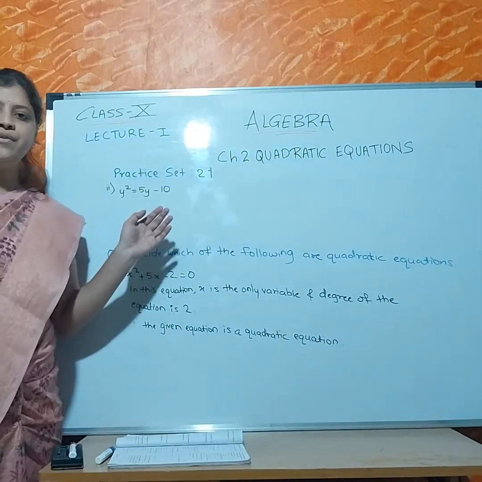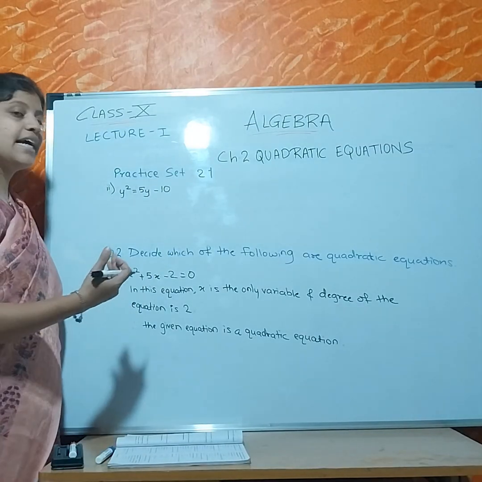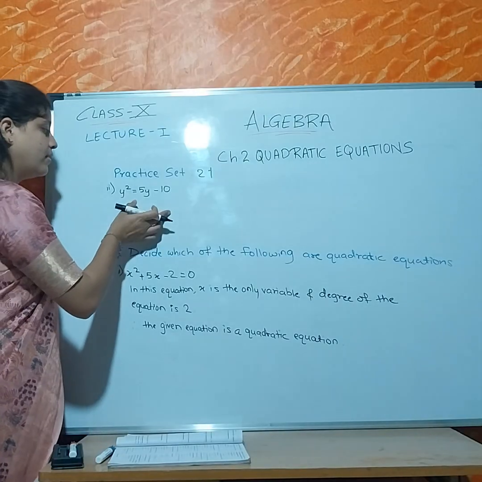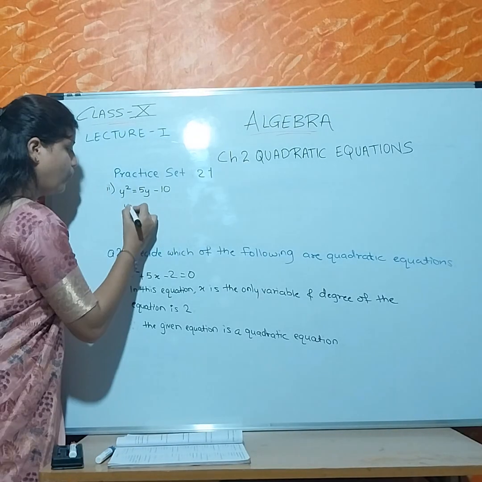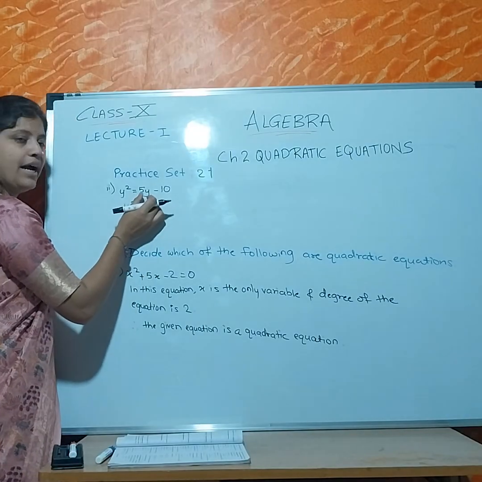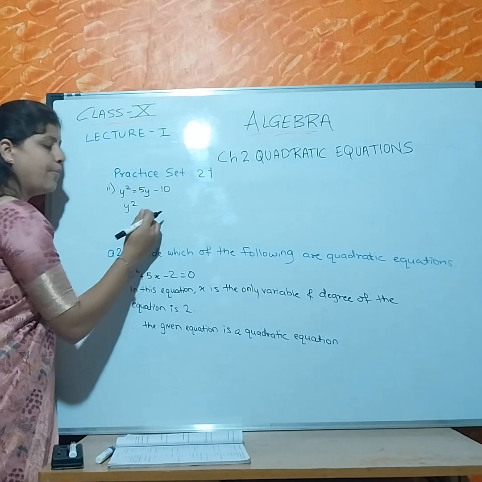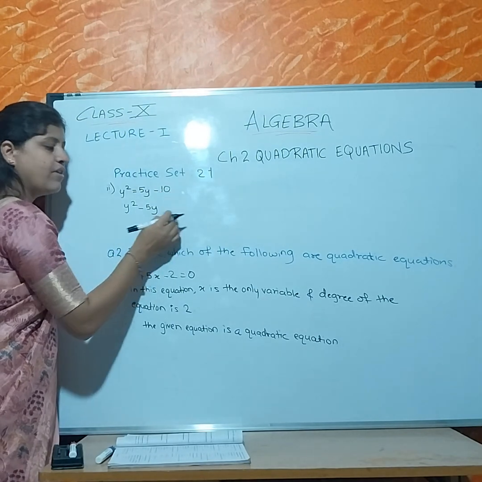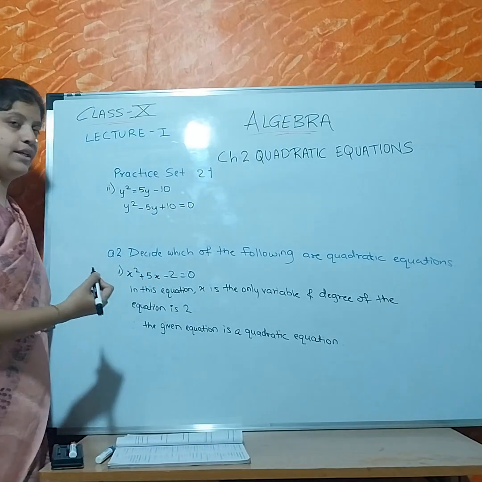Understood? Y square is equal to 5y minus 10. We have to decide whether this is a quadratic equation or not. So first we will convert it into a standard form of a quadratic equation. So y square and this 5y, we have to shift this 5y in this side. So when it will come in left hand side, it will become minus 5y, and this minus 10 we will shift this side, it will become plus 10 is equal to 0.